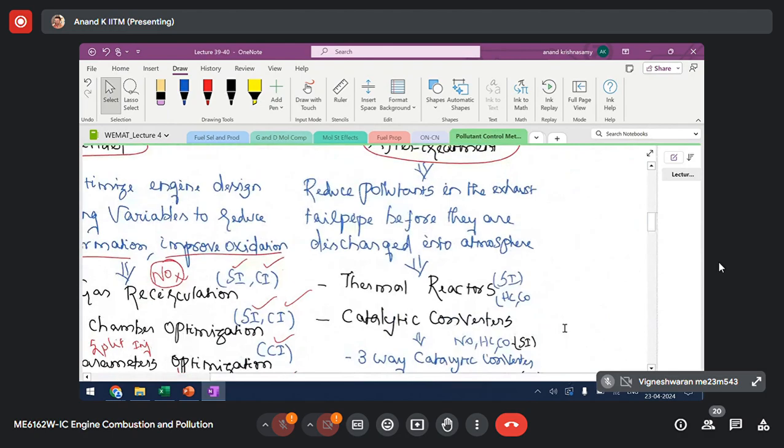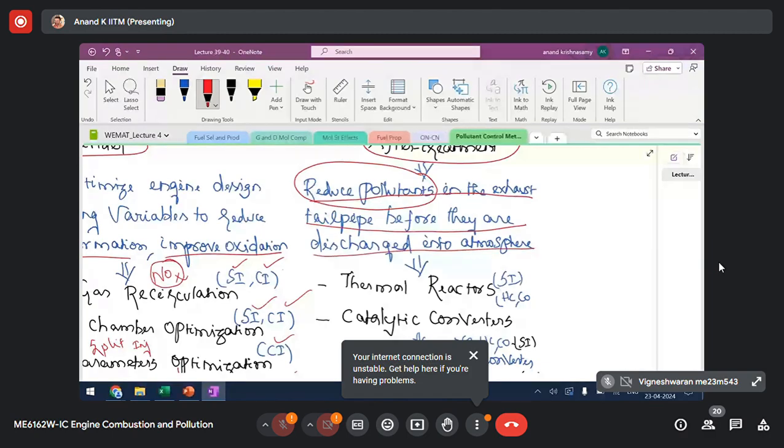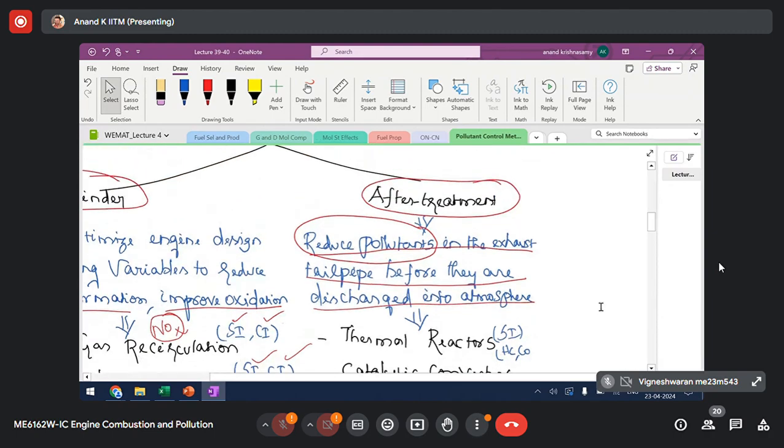After-treatment methods reduce pollutants in the engine tailpipe by having some additional devices, which are called after-treatment devices. They will be fixed in the engine tailpipe. Using those devices, the pollutant levels are reduced in the tailpipe before the gas is discharged into the atmosphere. Operating the devices at the appropriate time will help to reduce the level of primary pollutants in the engine exhaust before the gas is discharged into the atmosphere. This is what we are doing in this method. That's why it's called the after-treatment control method.